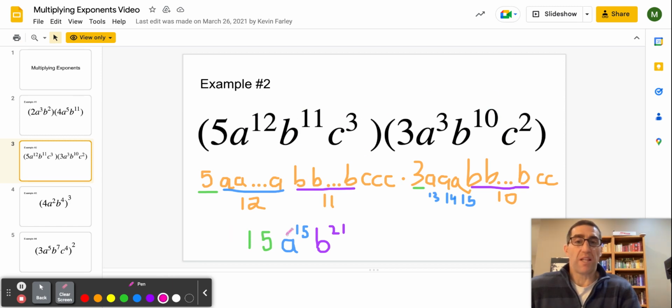And last but certainly not least, I want to look at my c's. I've got 1 here, 2 here, 3 here. Well, that makes this the 4th, and this the fifth, which means we have c to the fifth. So c cubed times c squared means I have 3 c's and 2 more c's, or 5 c's. So this would be your answer. Good luck and enjoy.